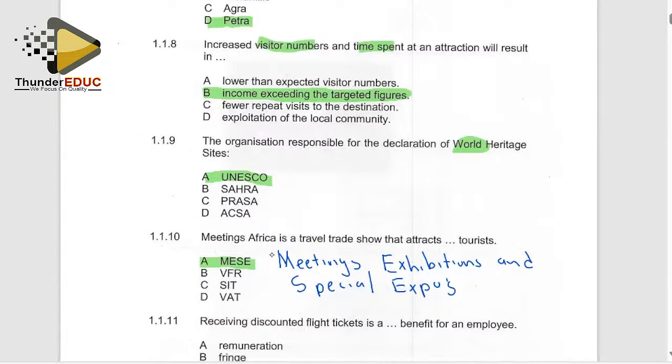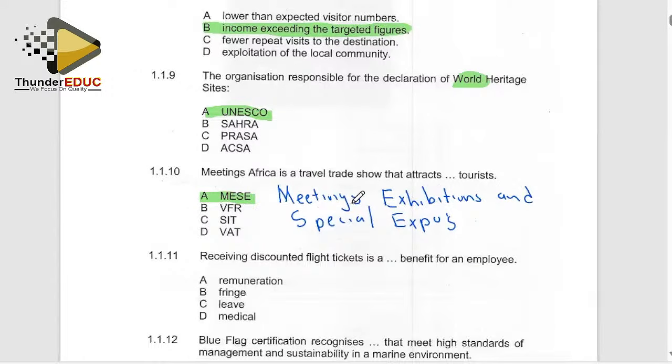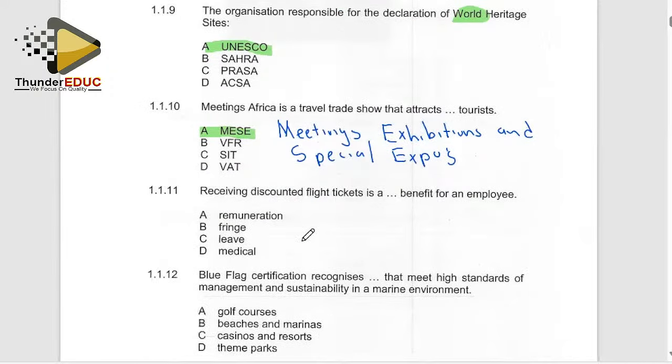The reason why we are rejecting the rest: VFR stands for visiting friends and relatives. We don't need that. Then SIT, that is special interest tourists. That's not relevant to us there. Then VAT, that is value-added tax, which is a completely different concept there. So the correct answer would be the letter A.